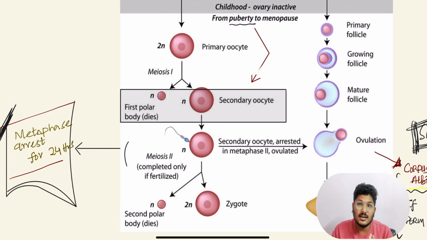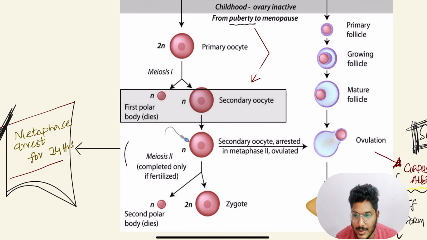What happens if fertilization does not occur within this metaphase arrest? If fertilization does not occur within these 24 hours of metaphase arrest, this secondary oocyte will degenerate. This secondary oocyte dies. That's how it happens.